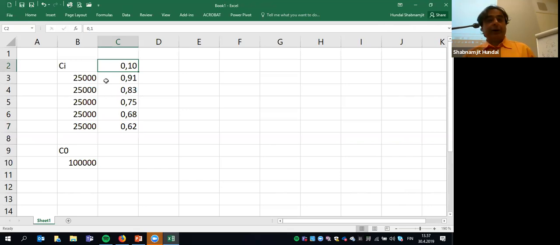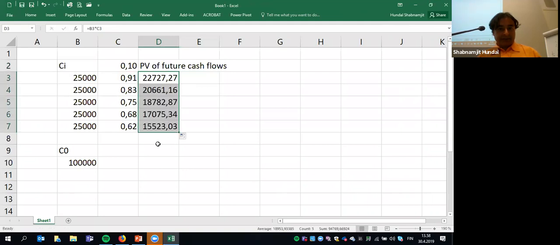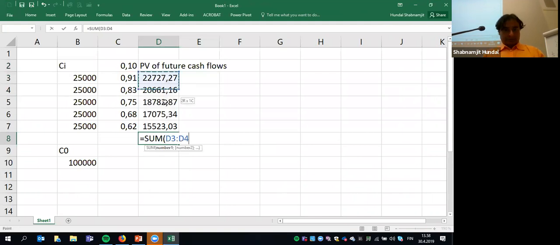All right? Once again, if you ask a layman, he would say, wow, 25,000 multiplied by 5, 125,000 is the income, 100,000 is the cost, we make money. No, it doesn't go like this. So you have to multiply. Find out the present value of future cash flows, which is multiplied by this. And if you sum it up, no, this project is loss making, because this is what you get and this is what you spend. Hence this project is negative NPV. It's an unacceptable project.